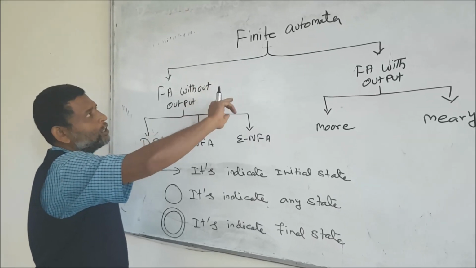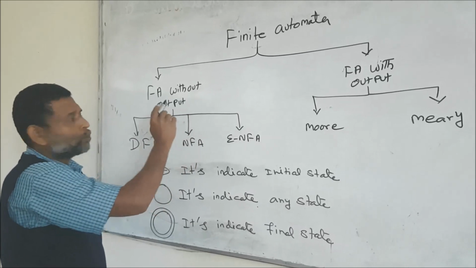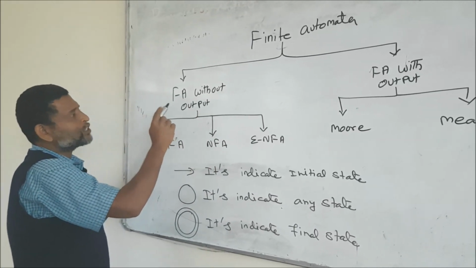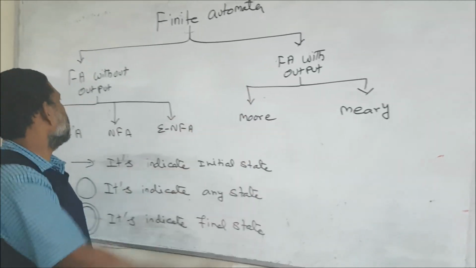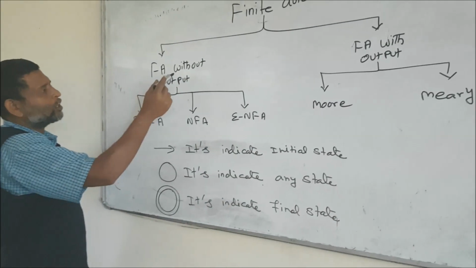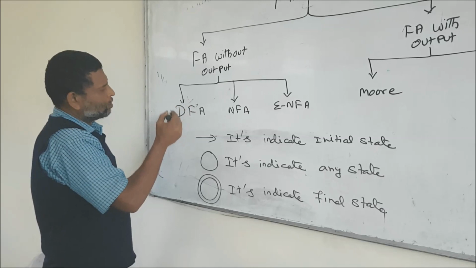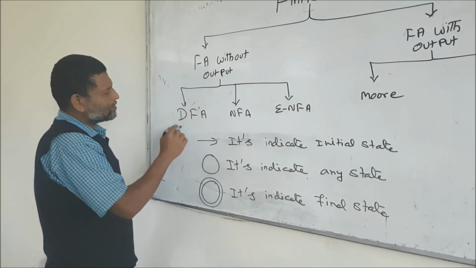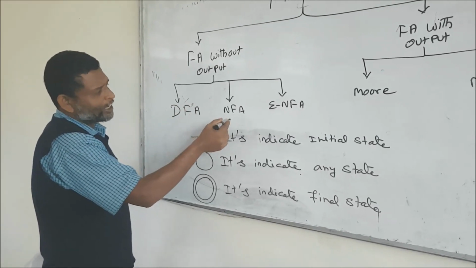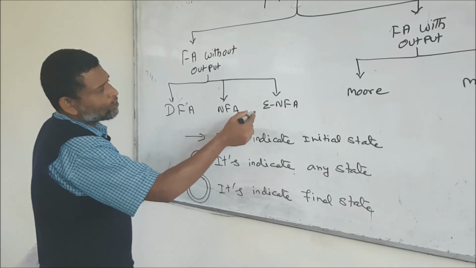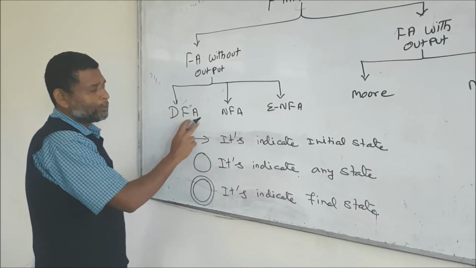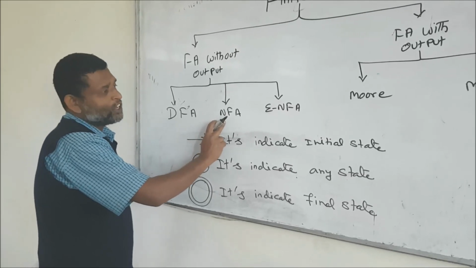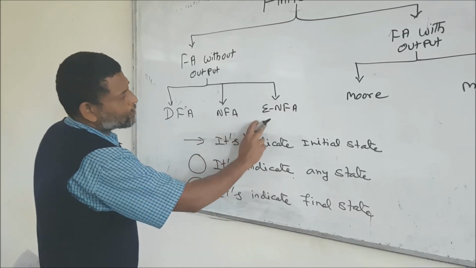Finite state automata. There are two types: finite state automata without output, and finite state automata with output. The finite state automata without output have three types: DFA, NFA, and epsilon NFA. DFA means deterministic finite automata, NFA means non-deterministic finite automata, and epsilon NFA means epsilon non-deterministic finite automata.